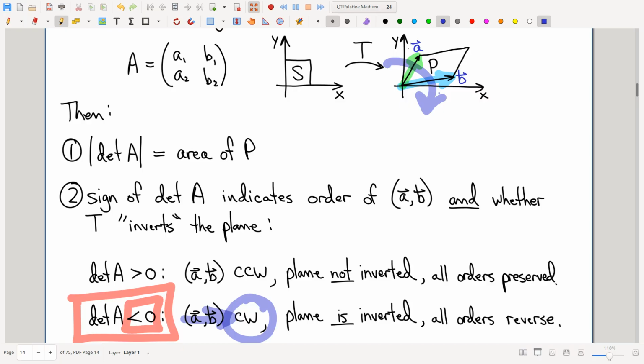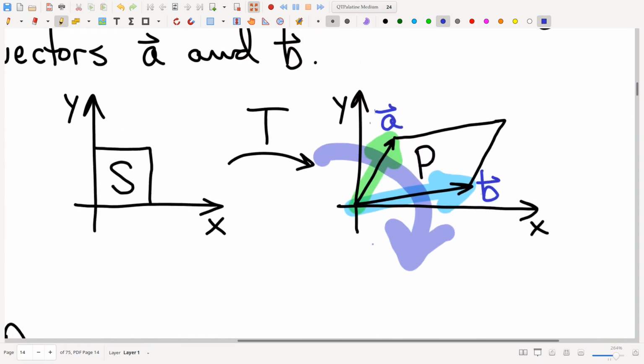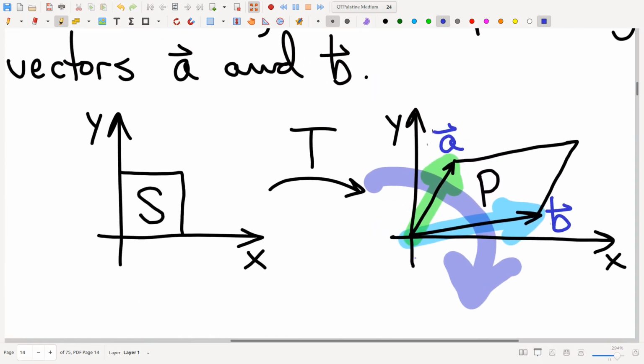Okay, now let's talk about the linear transformation. Again, there's a different way to think about this negative determinant. I want to think about it now from the point of view of the linear transformation. Well, I already know that the parallelogram is the image of the unit square. We talked about that. So all the points in the square go to all the points in the parallelogram.